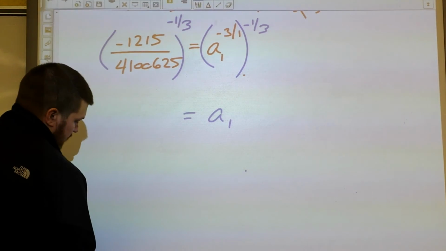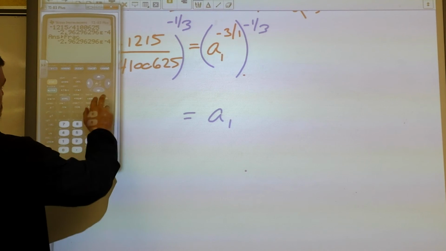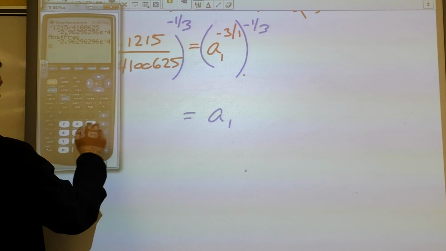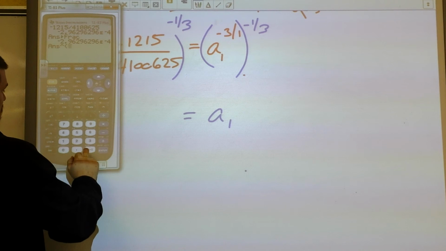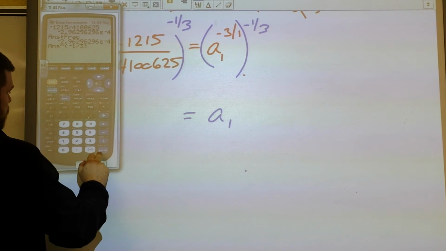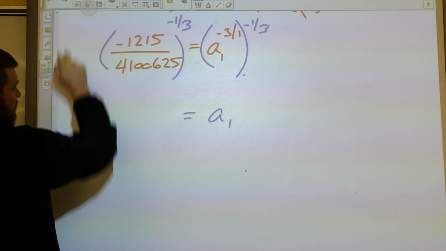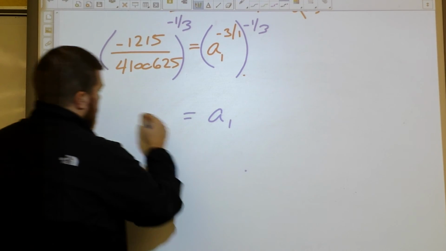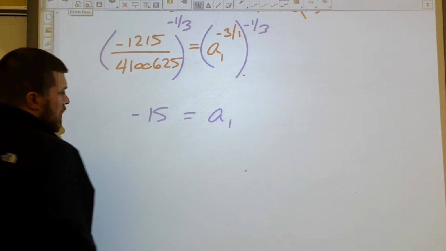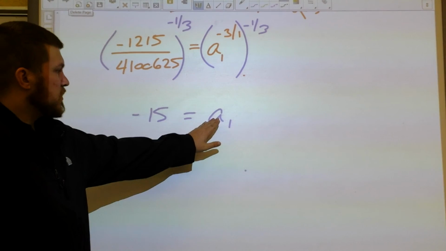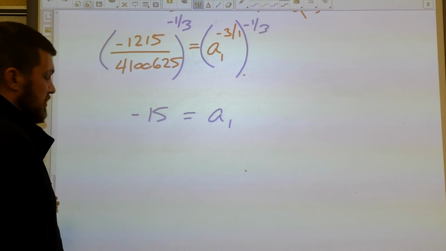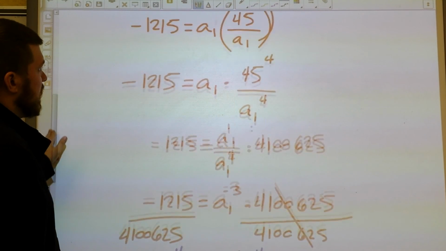So let's use the calculator again. I'm going to type in that fraction, which I've already done, raised to the negative 1/3 power. And I get negative 15. So in the very first position, I have a negative 15. That was a lot of work. Don't be intimidated by that.